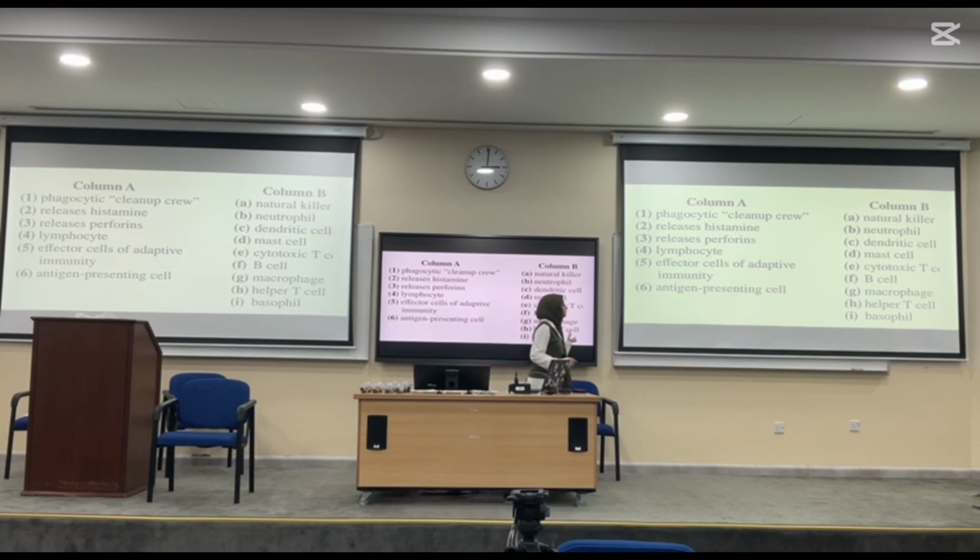Okay, what about 2? Release histamine. Mast cell and basophils. This is in your blood chapter. What about release porphyrin? I didn't discuss it, but porphyrin is basically natural killer.